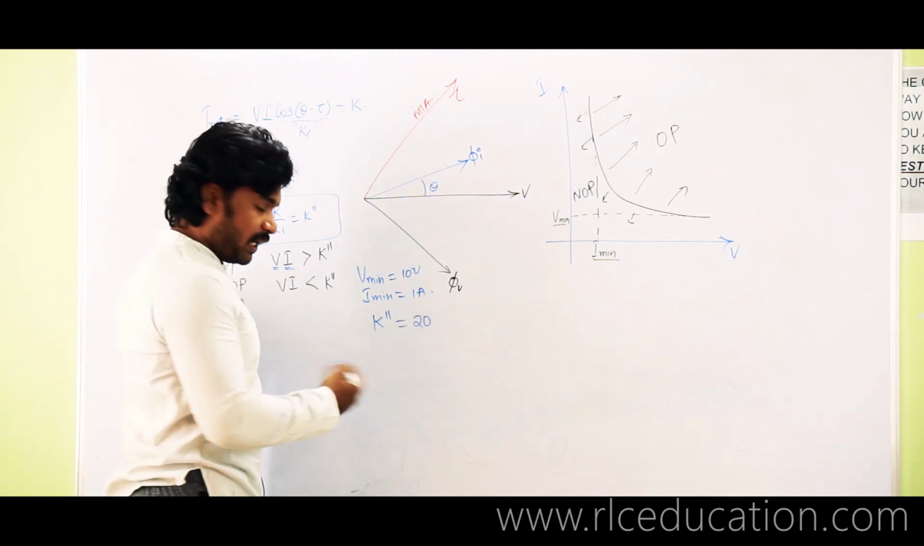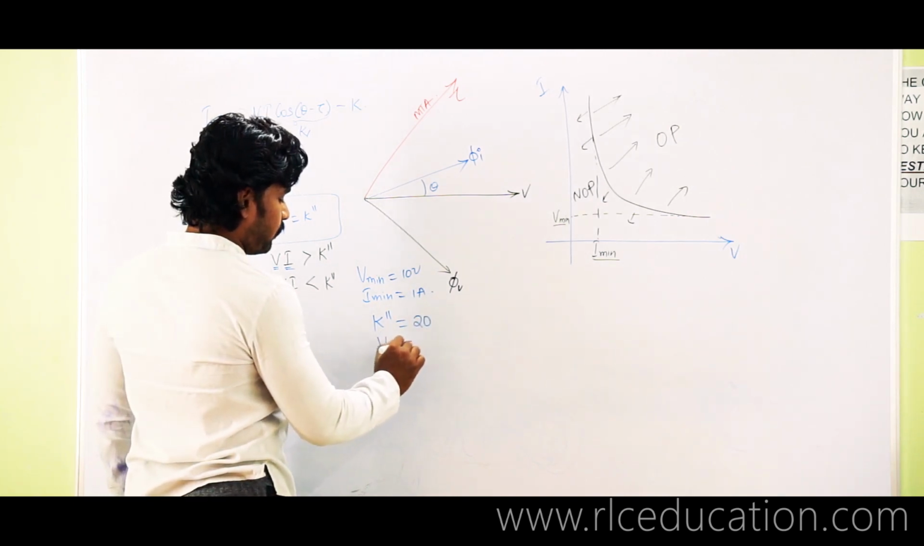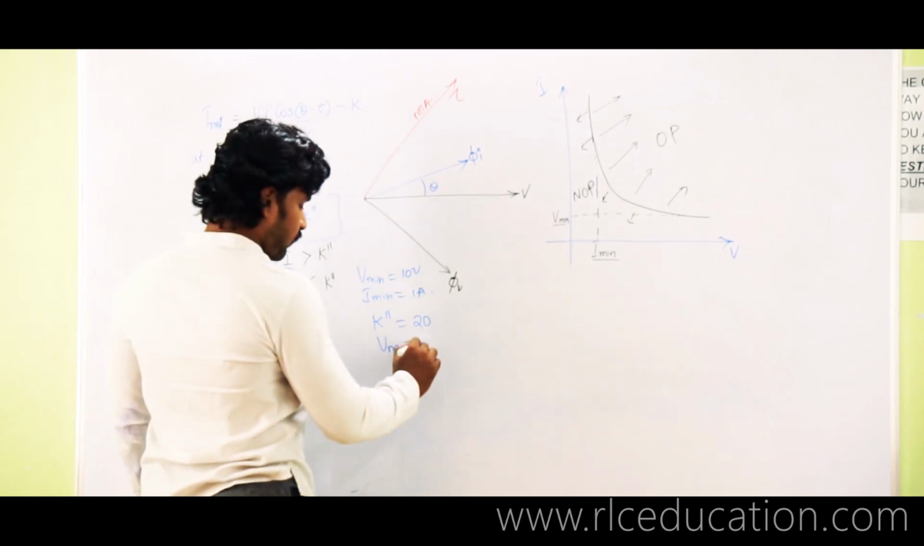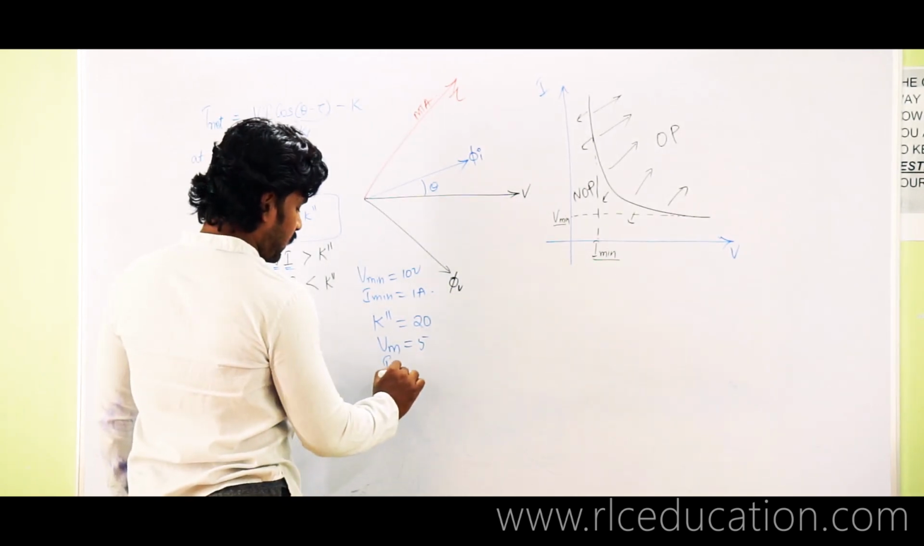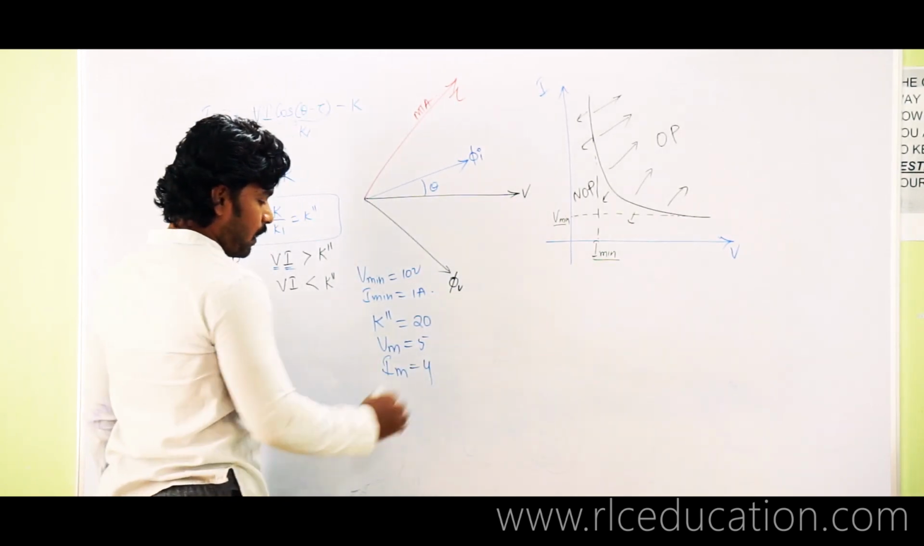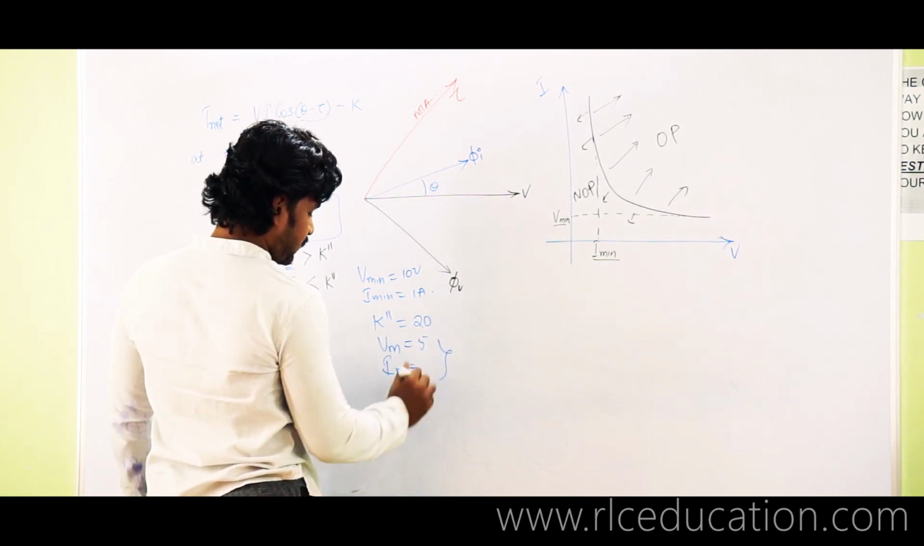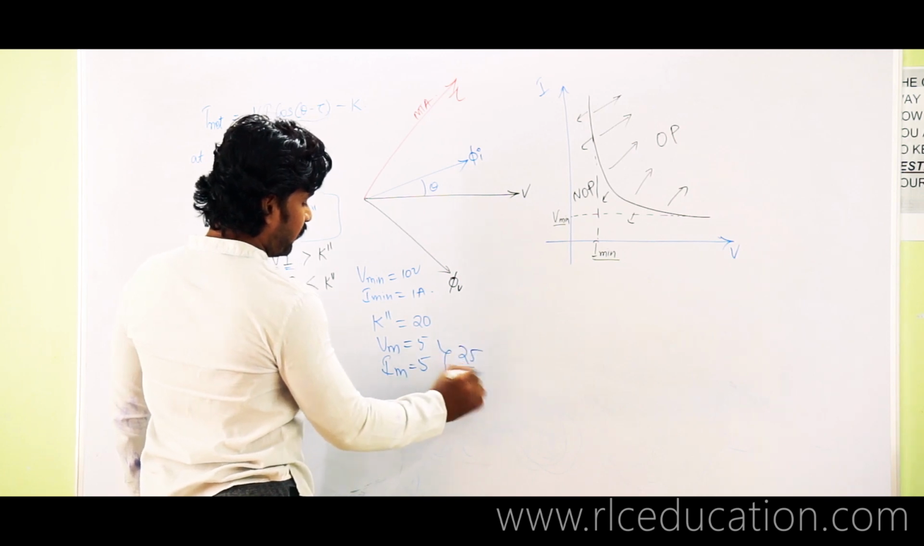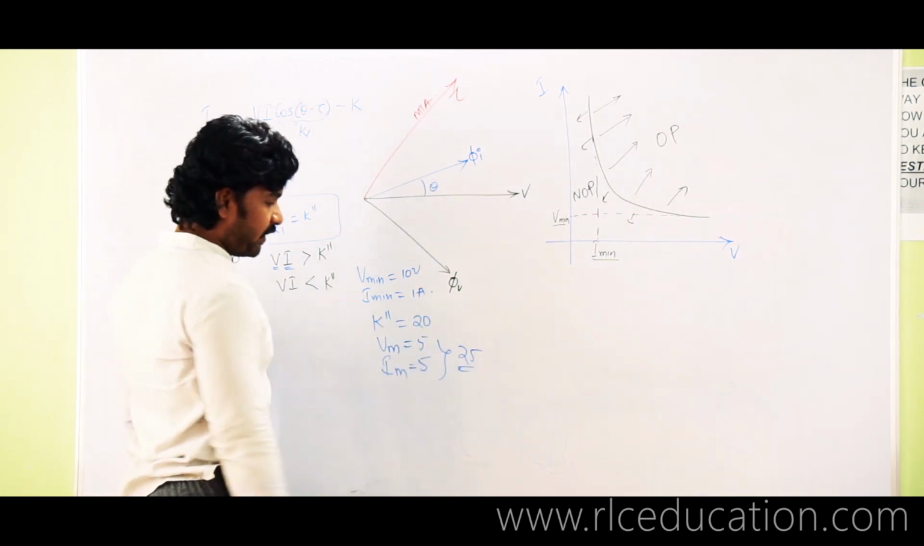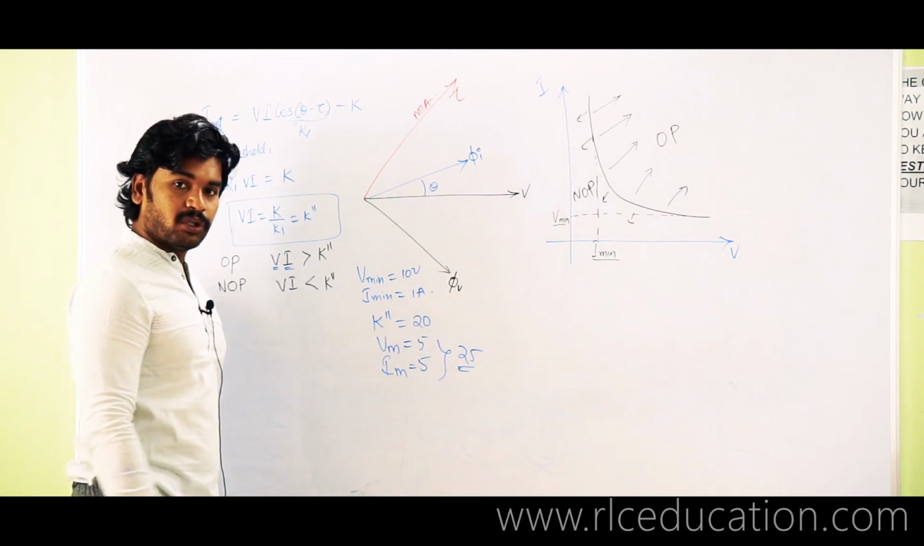Let us say now I am measuring Vm as 5 and I measured is 4. Now tell me what is the product of this new Vi? This is 5 times 4, 25. Now 25 is greater than 20 or not? Yes, it is greater than 20. But will this relay operate? No, it does not operate.